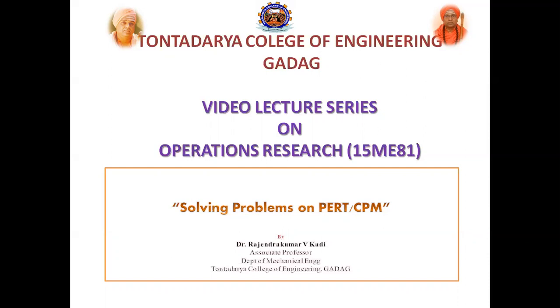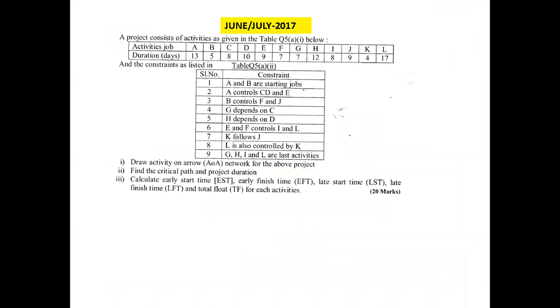Now we'll continue to solve one more problem, which is somewhat different from the previous problem. Here, the problem is taken from the previous question paper, which was asked in July 2017. The problem is like this. A project consists of activities as given in the table. There are activities from A to L and a duration in terms of days is given.